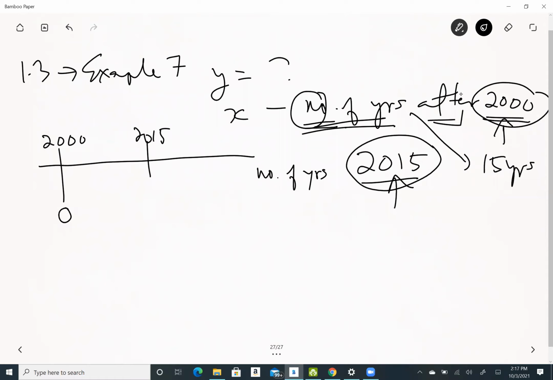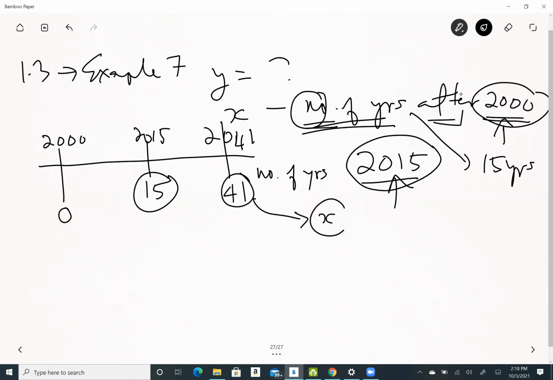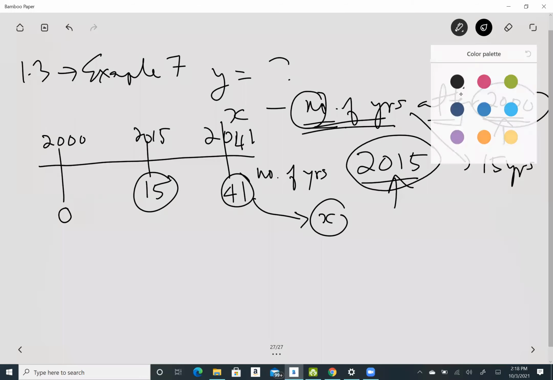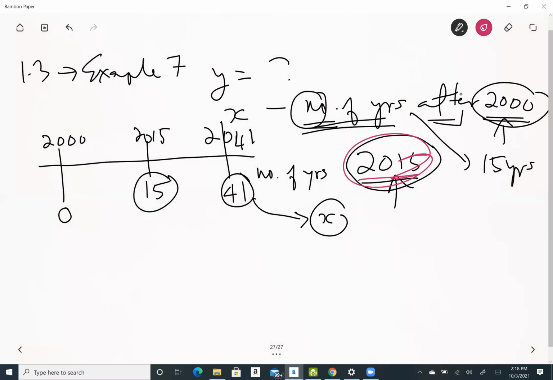But when you want to find the value of y and the slope and whatever, we are looking at the number of years, which is what? 2015 after 2000. That means how many years? 15 years. And of course, if you're talking about 2041, there will be 41 years. The number of years is 41. So this is the value that you put in the equation. This is the x. The x is not the year. You don't put x as the year 2015. That is wrong. You put in 15. Is that clear?